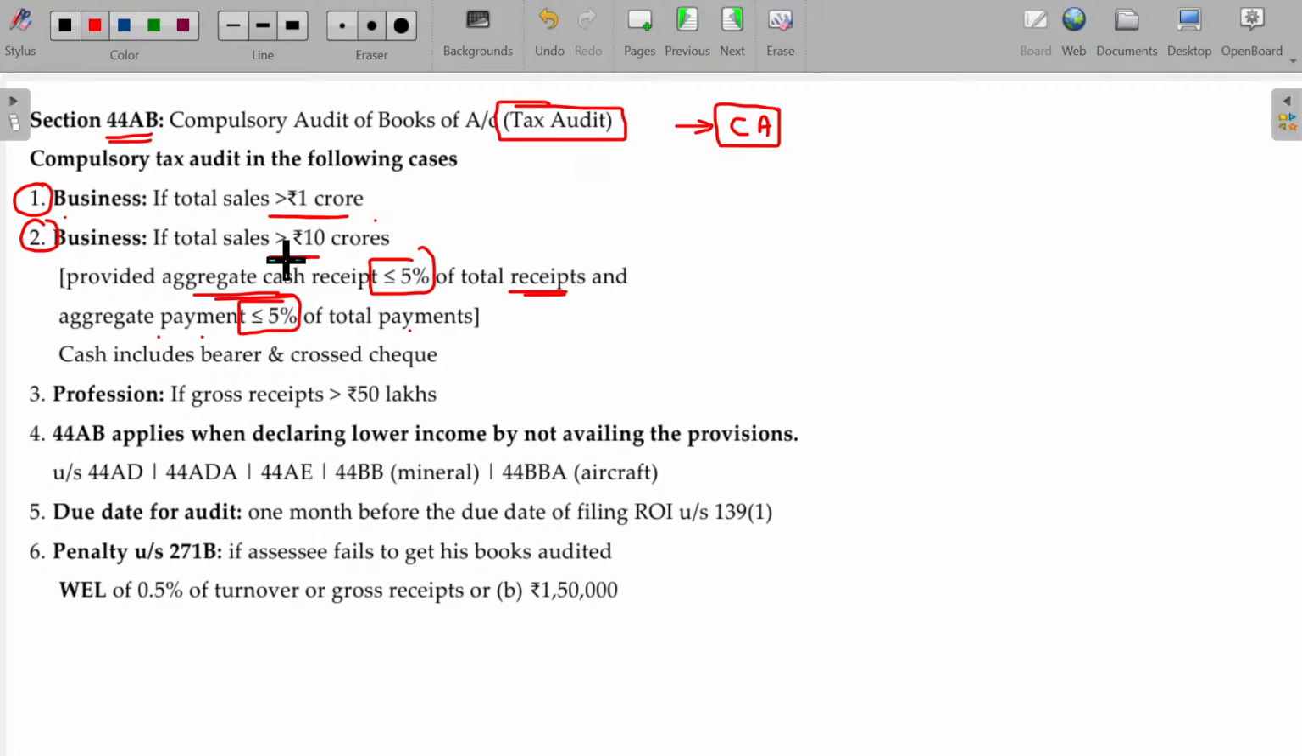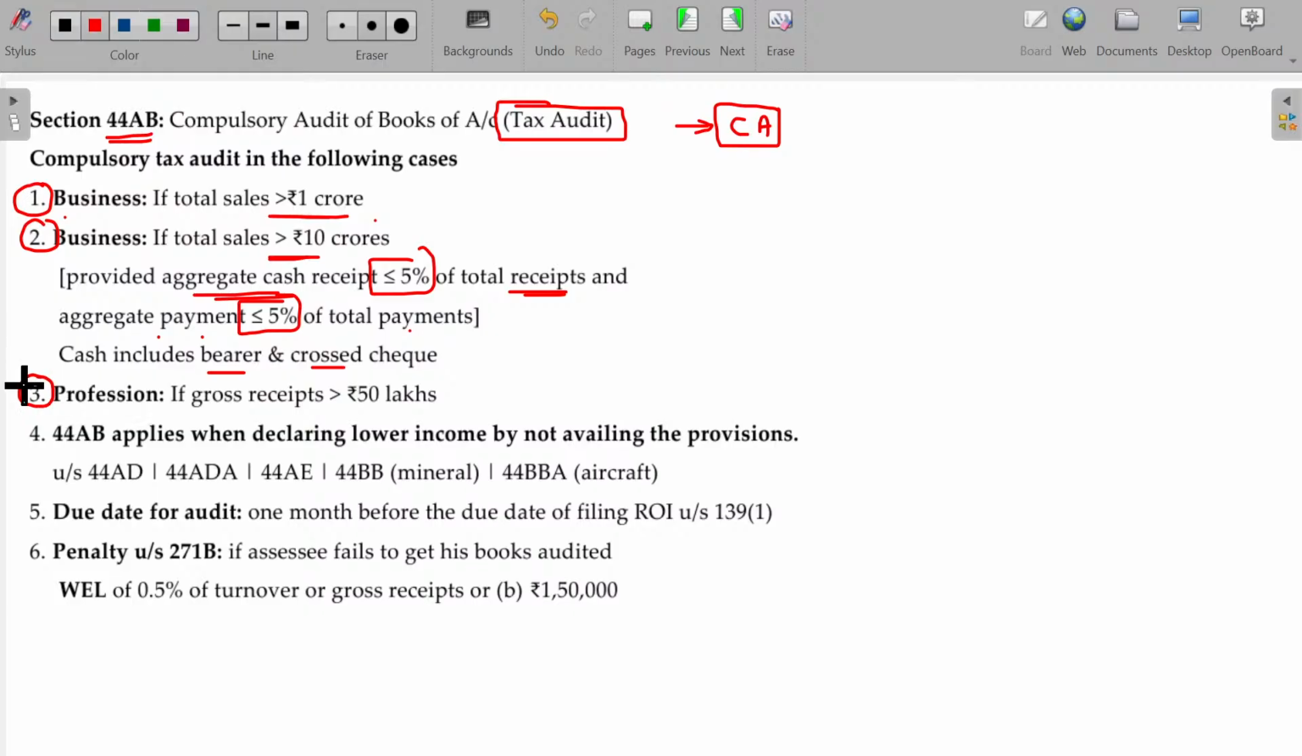Okay. Now, this cash payment includes bearer and crossed cheque also. Whenever it's a crossed cheque and bearer cheque, all the three together will be considered as cash only. 2 points.